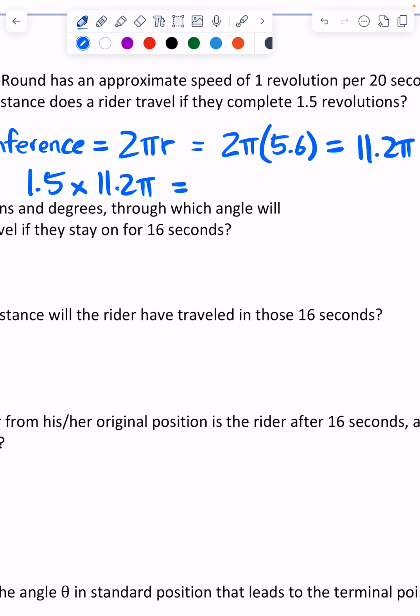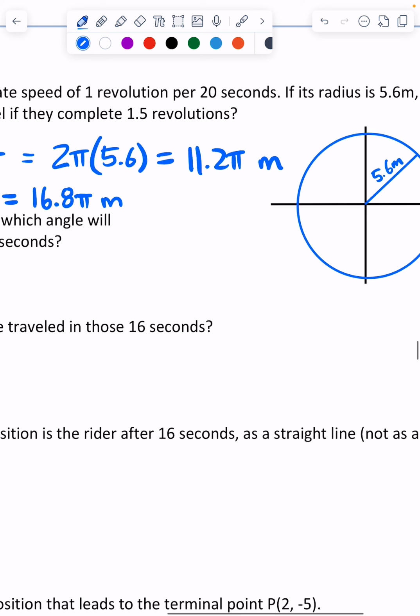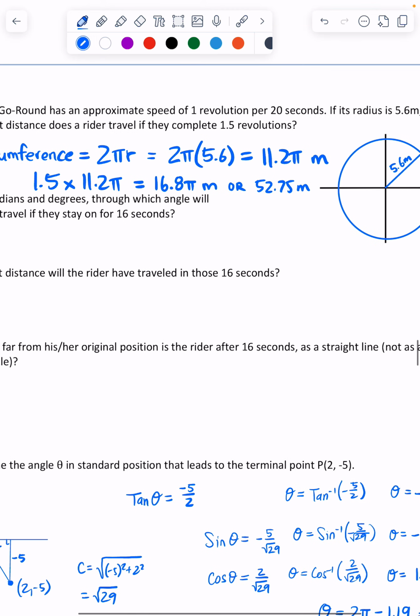And again, if you're keeping this in with pi, then you end up getting, what do we get? 16.8 pi meters. And if you want the answer as a decimal, then substituting 3.14 in, you get 52.75 meters. But again, I encourage you to keep pi in your answers when you can.